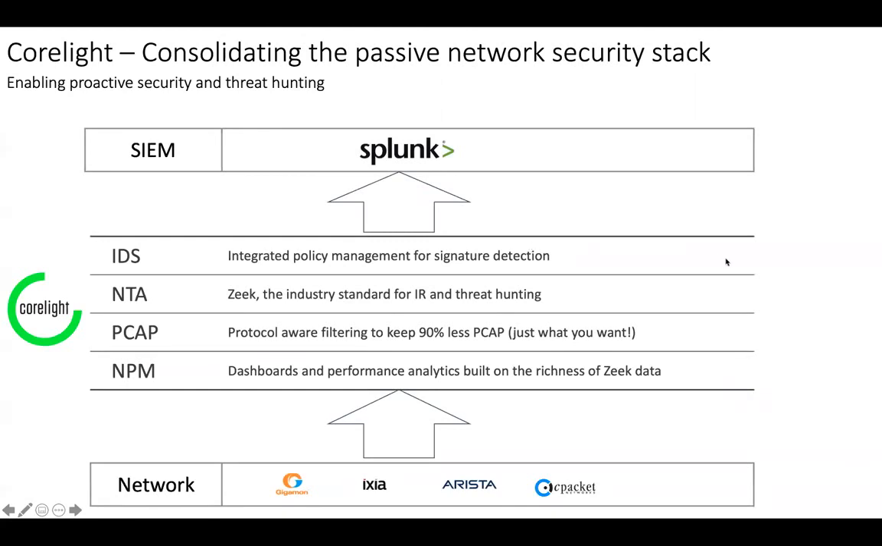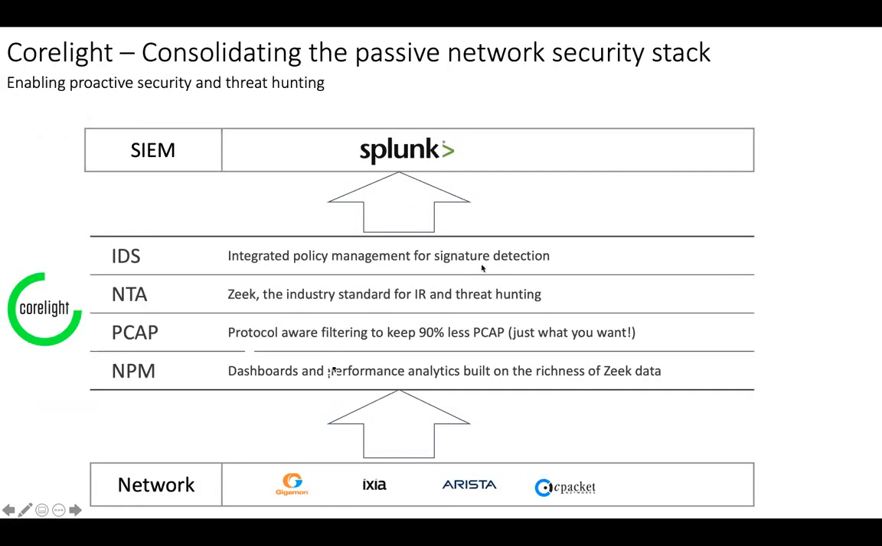So Corelight helps organizations to consolidate their passive network security stack. There are too many passive sensors working independently. Corelight provides an integrated sensor capable of providing IDS, NTA, PCAP, and NPM, or network performance monitoring, which is greater than the sum of its parts.